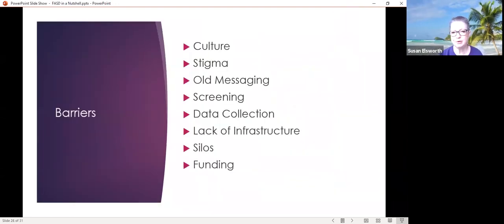Our barriers to addressing FASD: we're a culture of drinkers. It's all around us. It's in our TV shows and our movies. We can buy alcohol in our grocery store, and we are generally recruiting our next generation of drinkers. And we watch sports with our kiddos on the weekends.